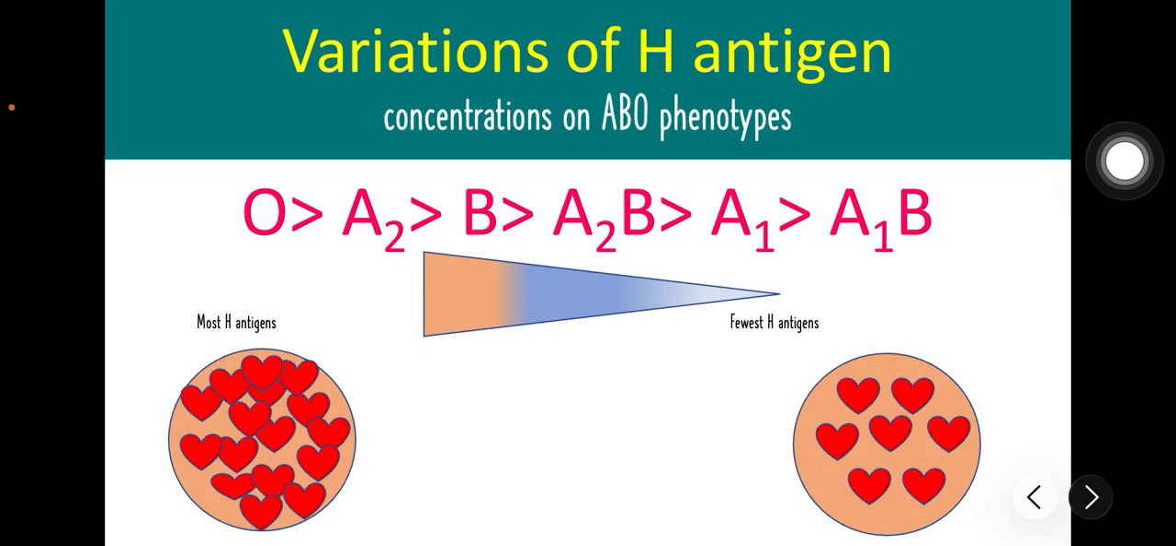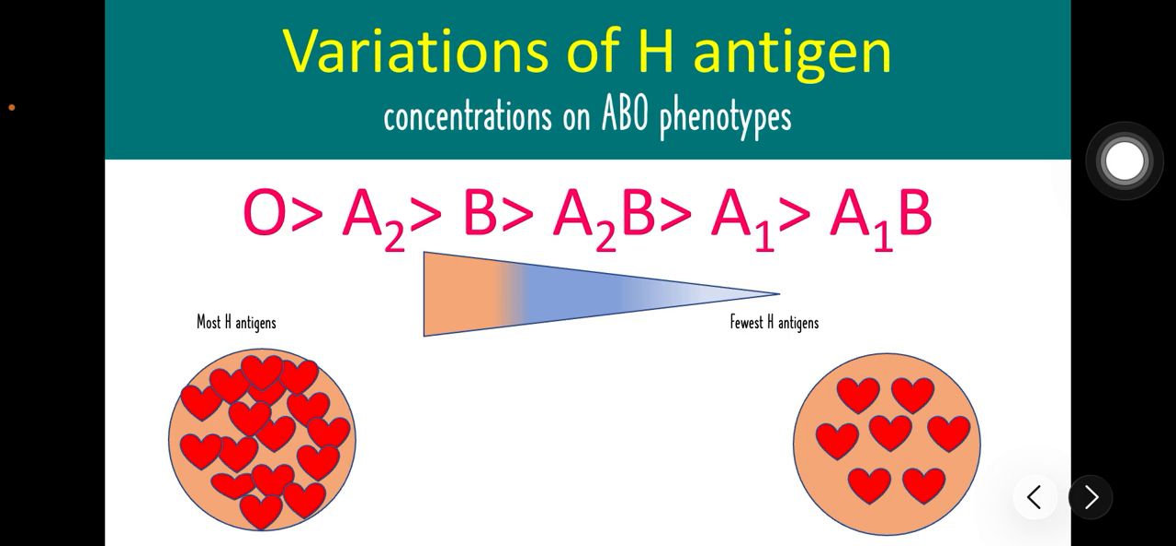Now, this just shows the variation of H antigen concentrations in different ABO phenotypes. As a review, the H antigen serves as the mandatory acceptor molecule, or a foundation, upon which your A and B antigens are built. The variation in H antigen concentrations across different blood types occurs because the enzymes produced by the A and B genes convert this H building block into A and B antigens.